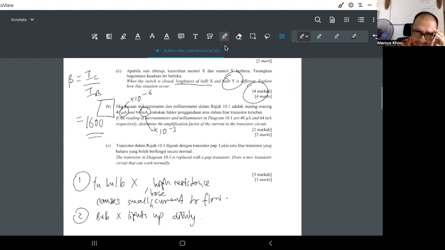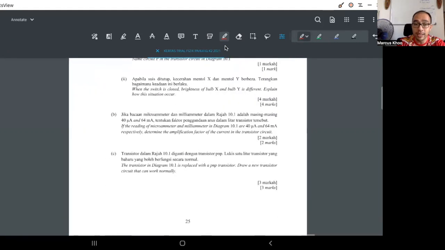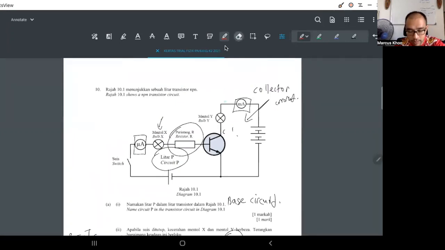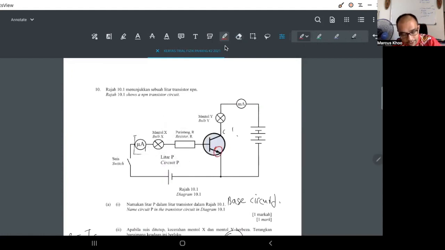Okay, this C question. The transistor in diagram 10.1 is replaced with a PNP transistor. So draw a new transistor circuit that can work normally. Now, in a new transistor circuit, I'm just going to draw over the old one. But if we change the transistor, there are a few things that we have to change. Okay, firstly, and the most important, this direction must change to go upwards. Secondly, all the batteries have to change side. So this one will change to like this, and this one will change to negative, positive. Everything else remains the same.